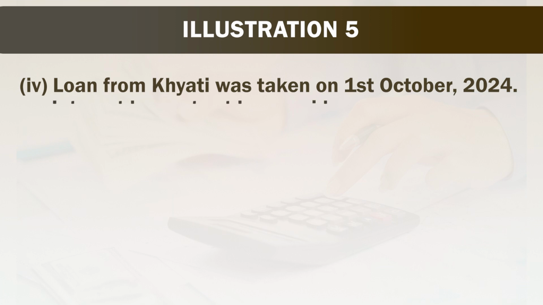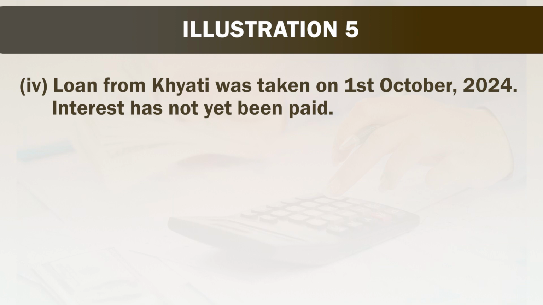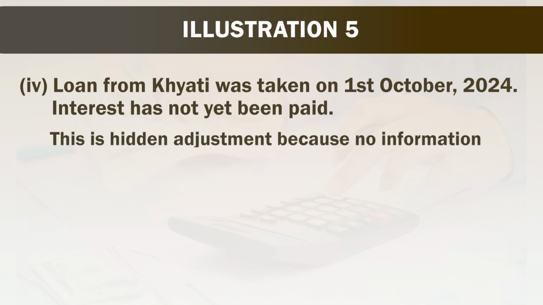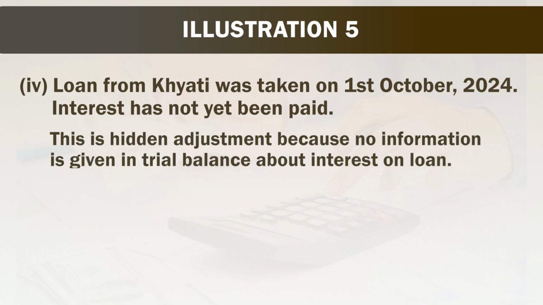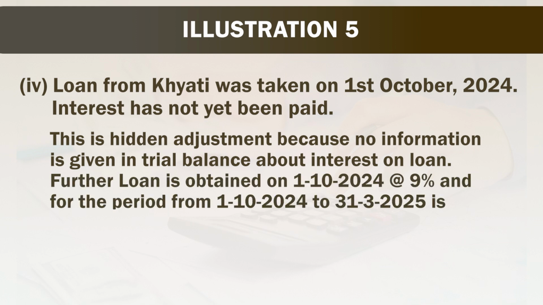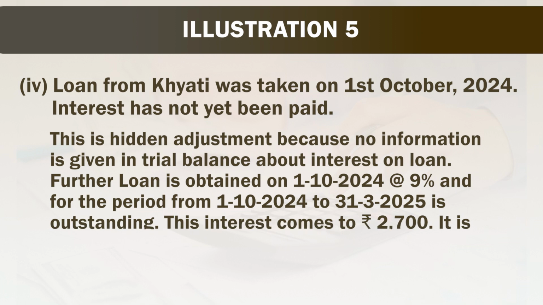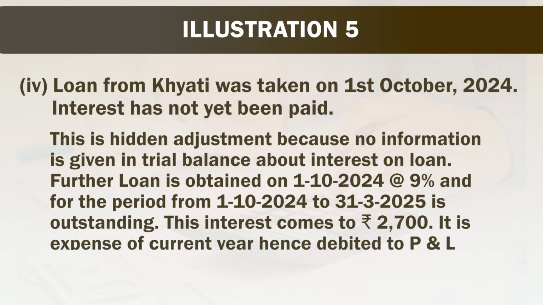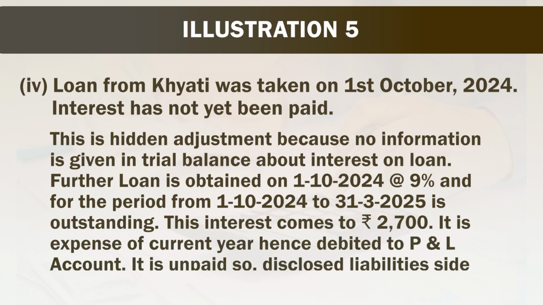Now friends, loan from Khyati was taken on 1st October 2024 and interest has not yet been paid. This is our implied adjustment. This is our hidden adjustment. So, this adjustment we have to correct and we have to pass the journal entry for that, some accounting treatment to be done for this. This is hidden adjustment because no information is given in trial balance about interest on loan.